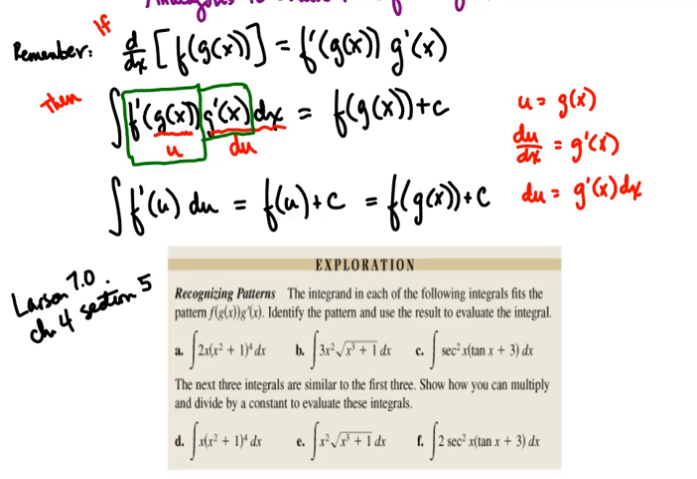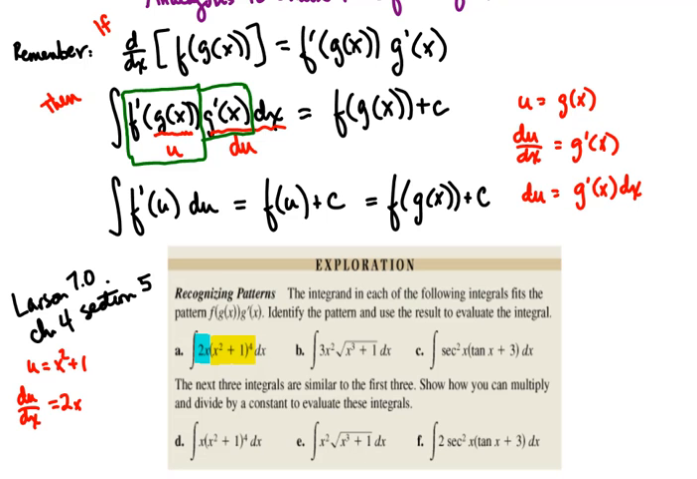When you have function composition, such as in part A of the exploration below, notice that we have x squared plus 1 quantity to the 4th power, where the inside function is x squared plus 1 and the outside function is something to the 4th power. Not only so, but the derivative of that inside function, which would be 2x, shows up on the outside of the function composition, or is multiplied by it. And when that's the case, we let the inside function, x squared plus 1, become our u.